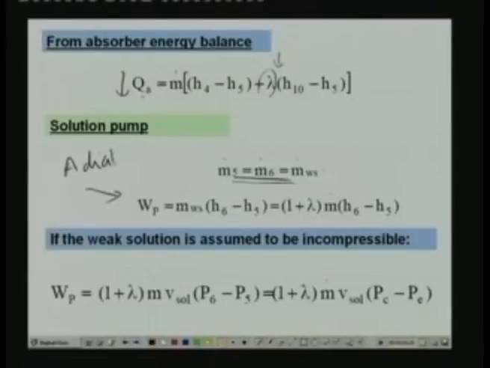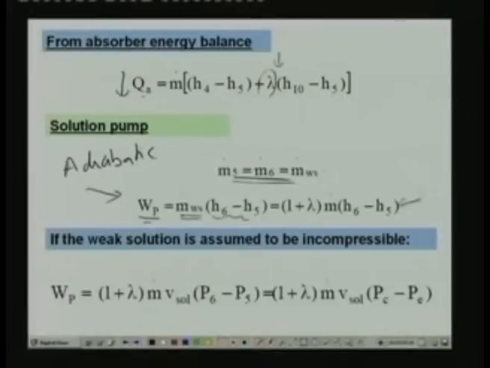Adiabatic means there is no heat transfer, right? Then there is only work transfer. If you are neglecting kinetic and potential energy changes, the work transfer is equal to the mass flow rate of the solution times the enthalpy rise across the pump. The enthalpy rise across the pump is H6 minus H5, and m dot Ws can be written as (1 plus lambda) times m dot times (H6 minus H5).